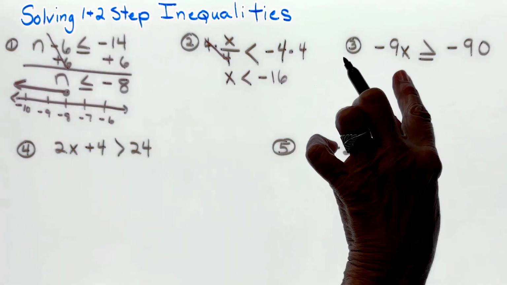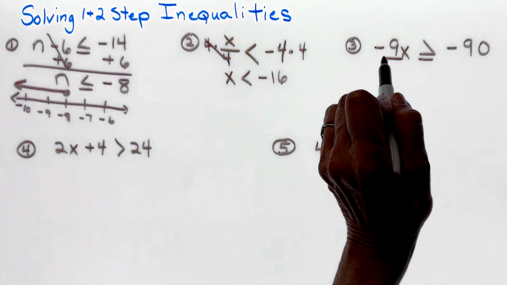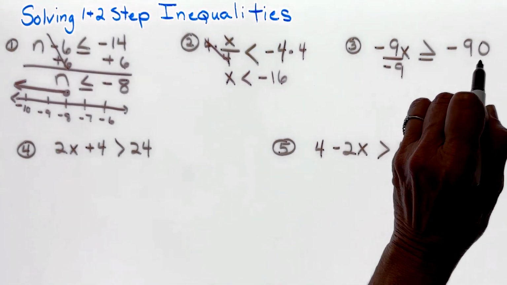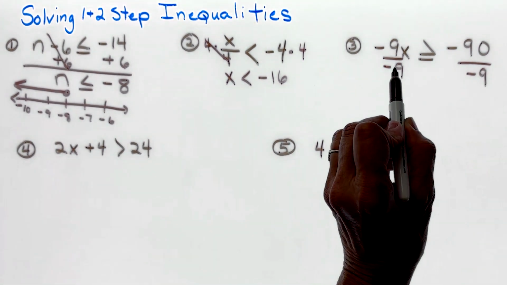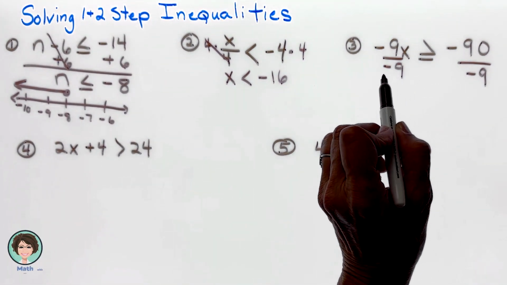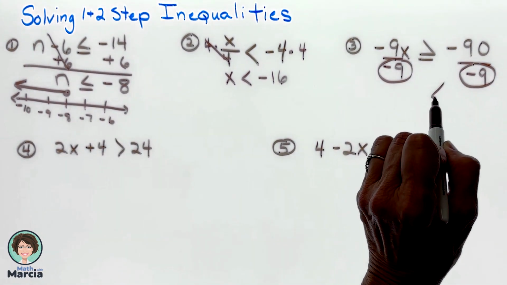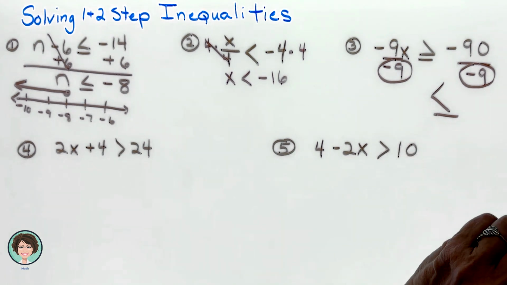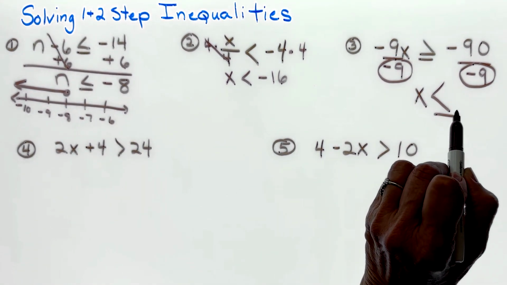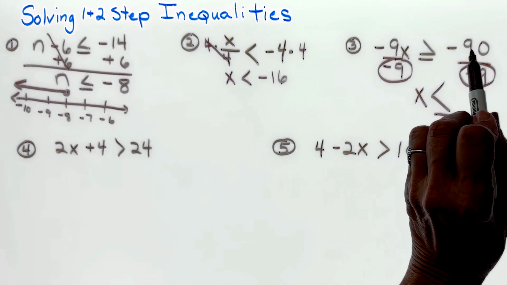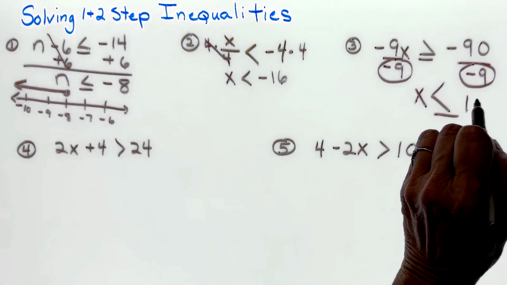For number 3, this is multiplication. So we're dividing by a negative 9. Did you hear me say dividing by a negative? Yes, since I did here, I am going to go ahead and flip my sign. So x is going to be less than or equal to, when we divide a negative 90 by negative 9, it is a positive 10.